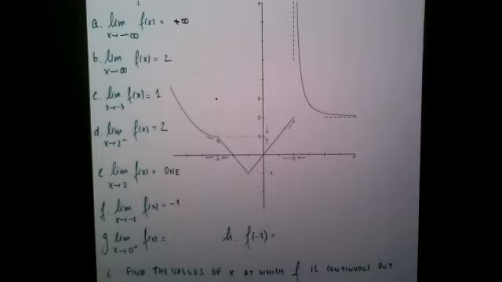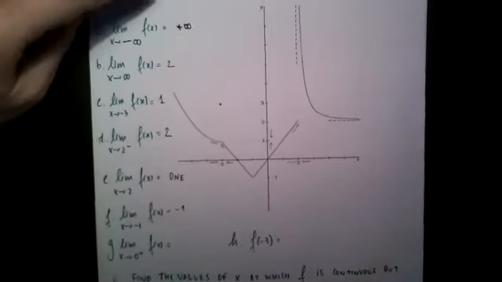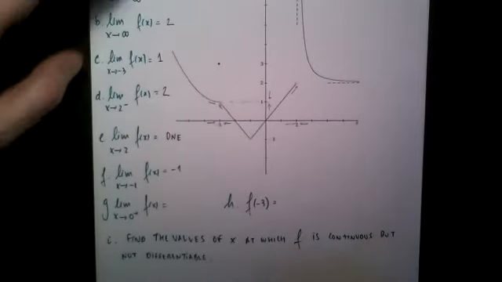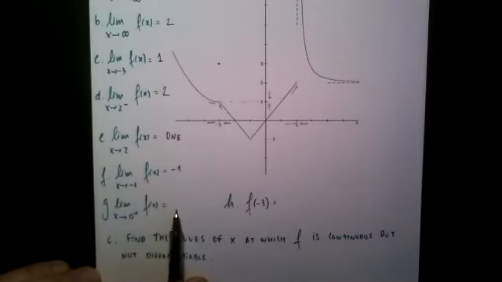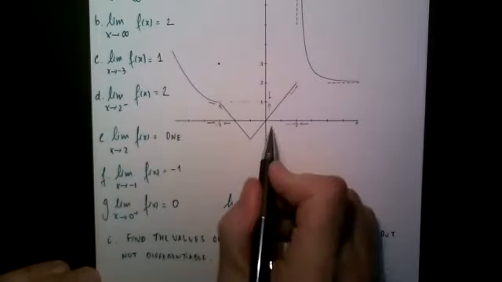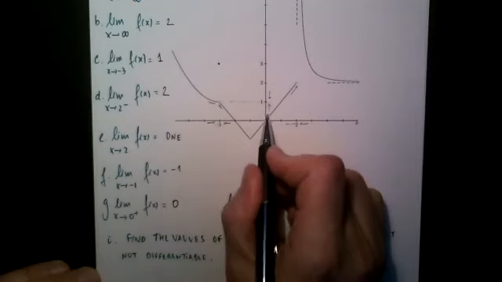Guillaume, you want to try? Wait, which one? G. If approaching 0 from the right. It's 0, I think. It's 0. Perfect. The closer x gets to 0, the closer the y gets to 0 as well.